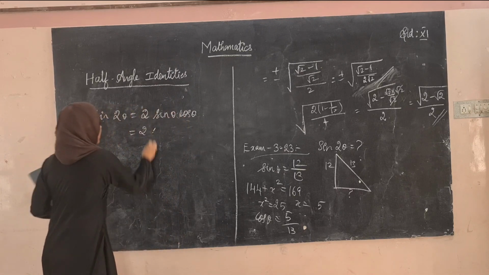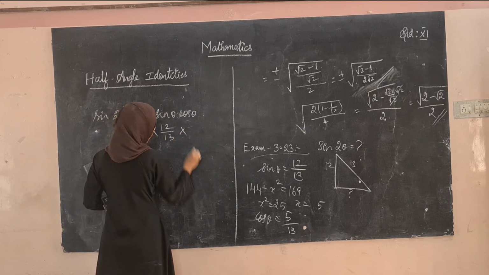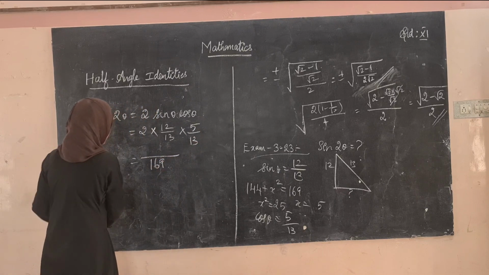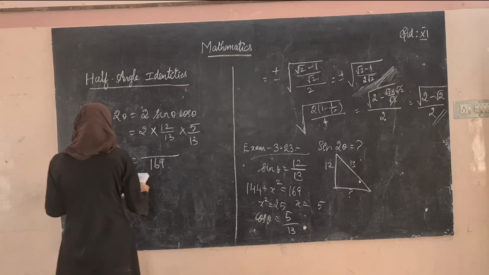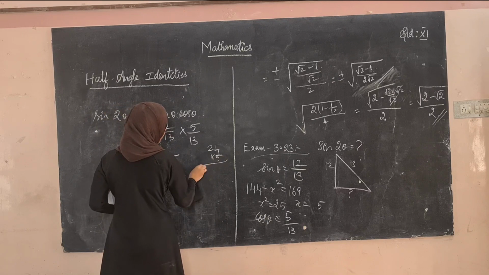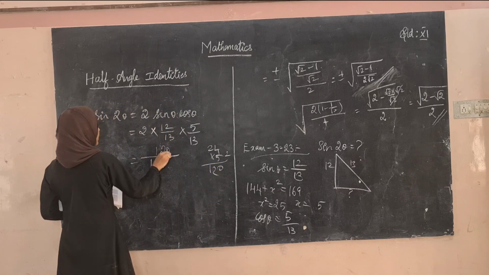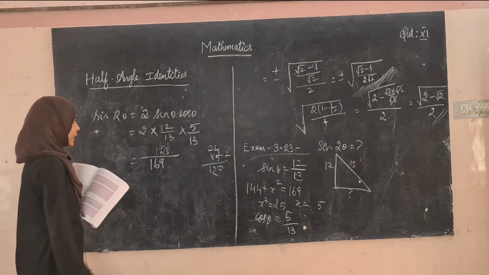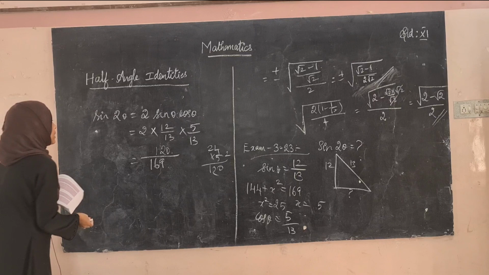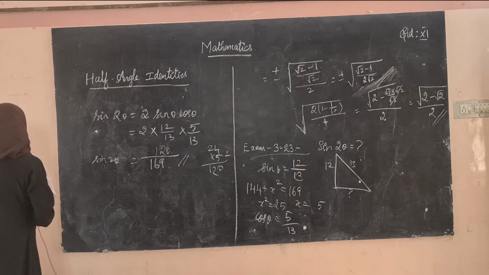what is the value of sine theta? 12 divided by 13 into, what's the value of cos theta? It is 5 divided by 13, which is equal to 24 into 5 divided by 169. 12 into 2 is 24, 24 into 5 is 120. So it is 120. We can't divide this by any number. So it is 120 divided by 169 is the value of sine 2 theta. Okay, so let us see the next example.